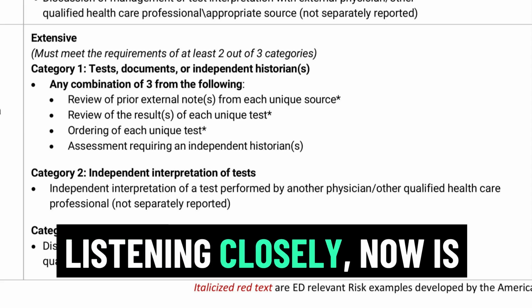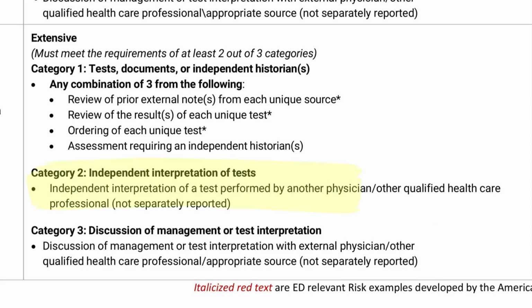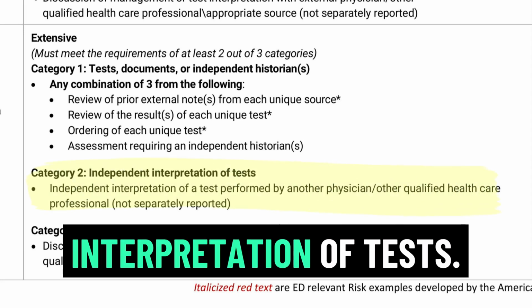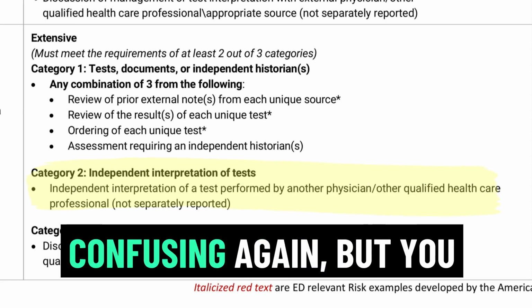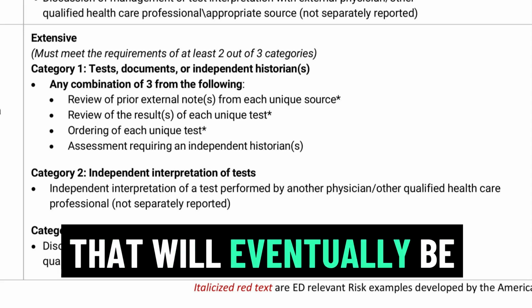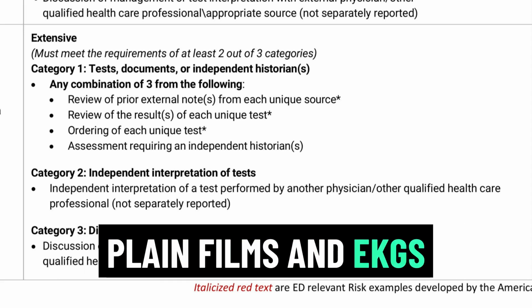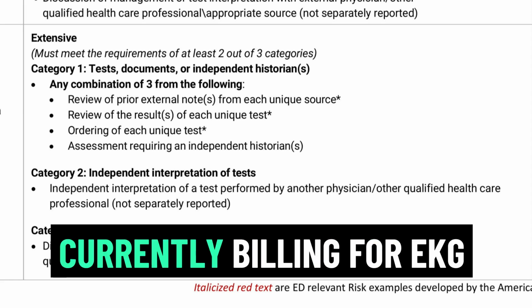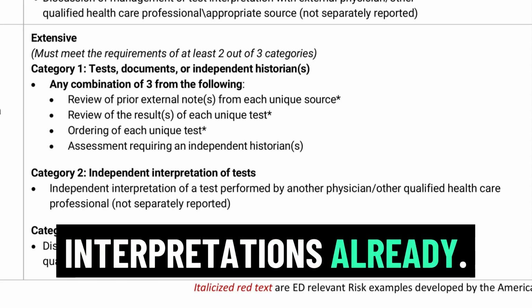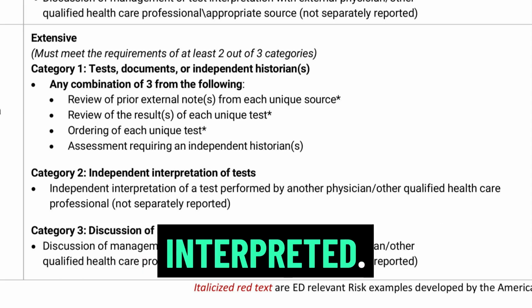If you haven't been listening closely, now is the time to focus because the next 2 categories are super important. Category 2, independent interpretation of tests. The wording here is confusing again, but you get credit for any independent interpretation of a test that will eventually be interpreted by another physician. Essentially, this will be plain films and EKGs as long as your ED is not currently billing for EKG interpretations already. Please use "independently interpreted," not just "interpreted."